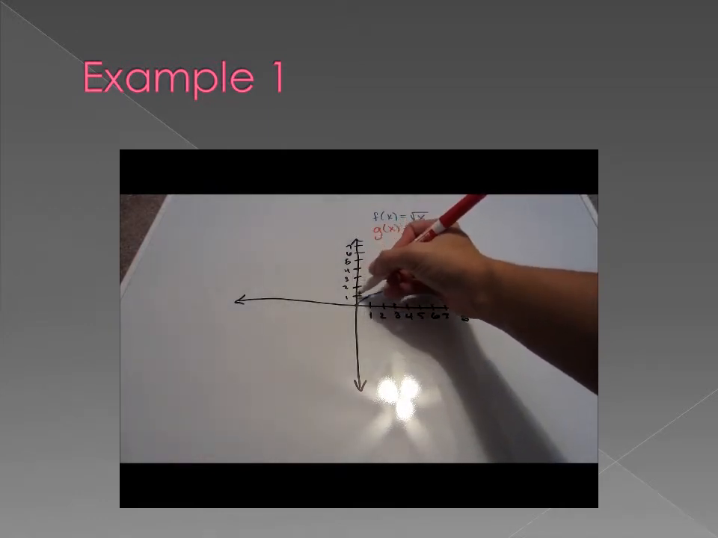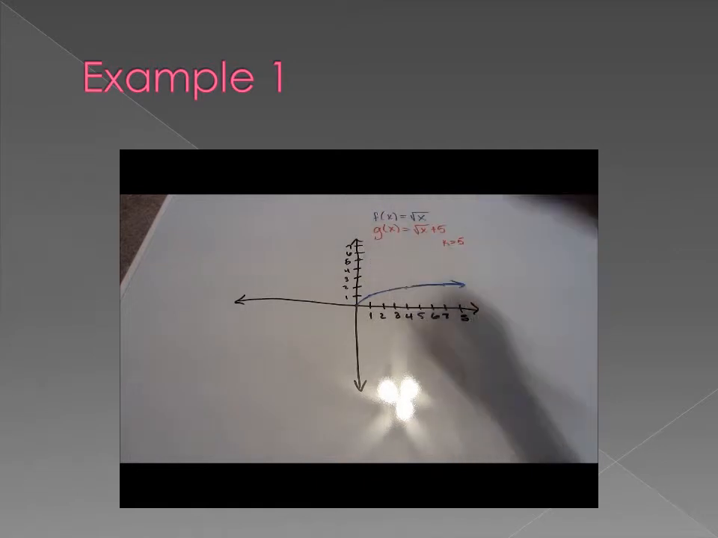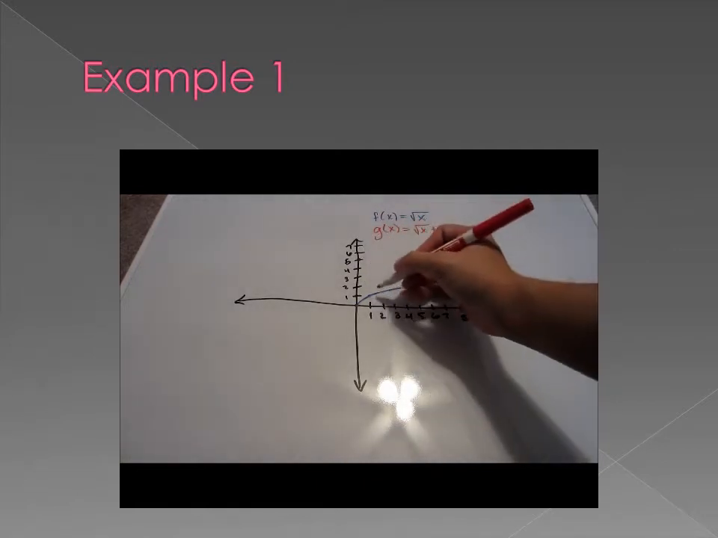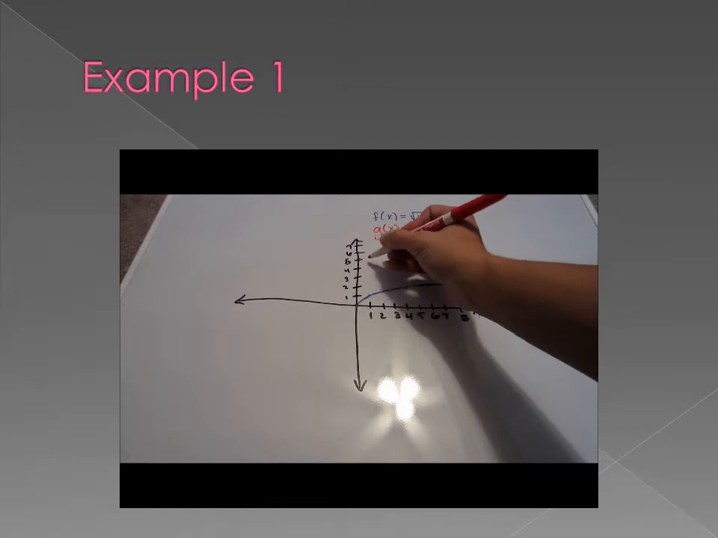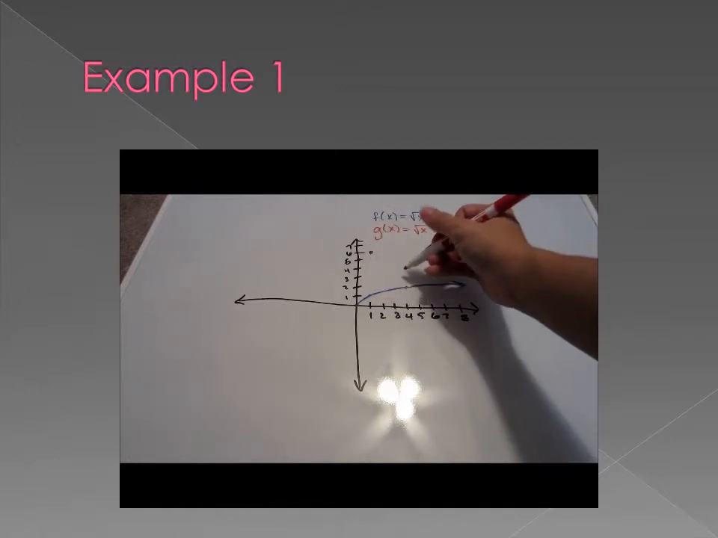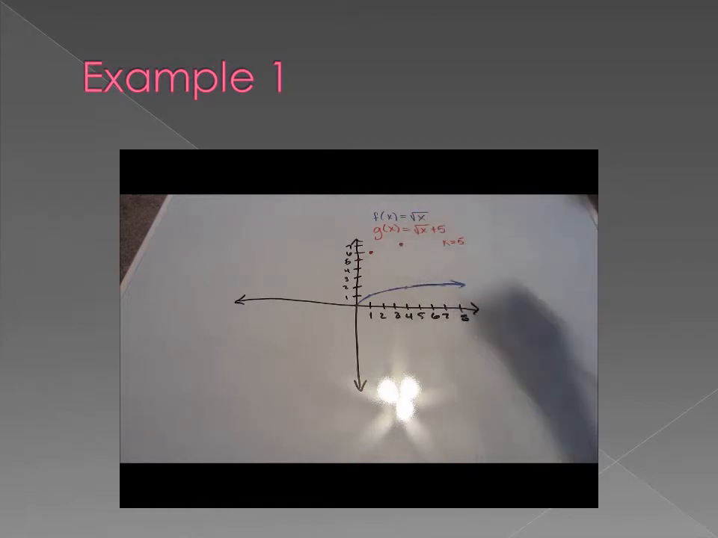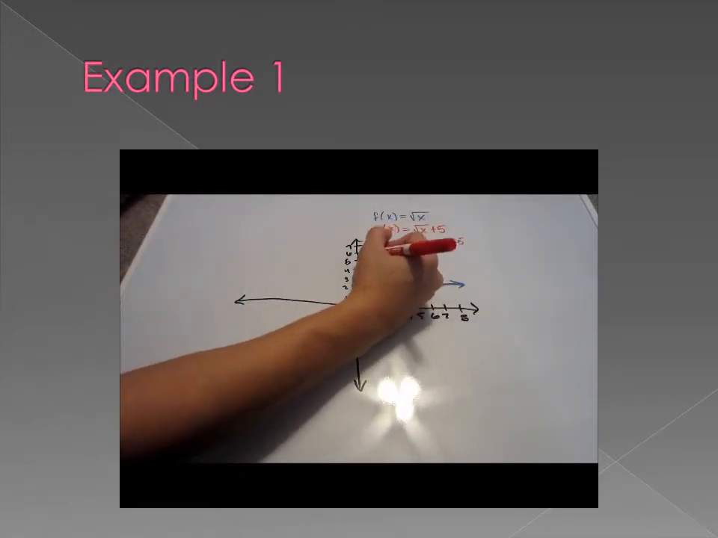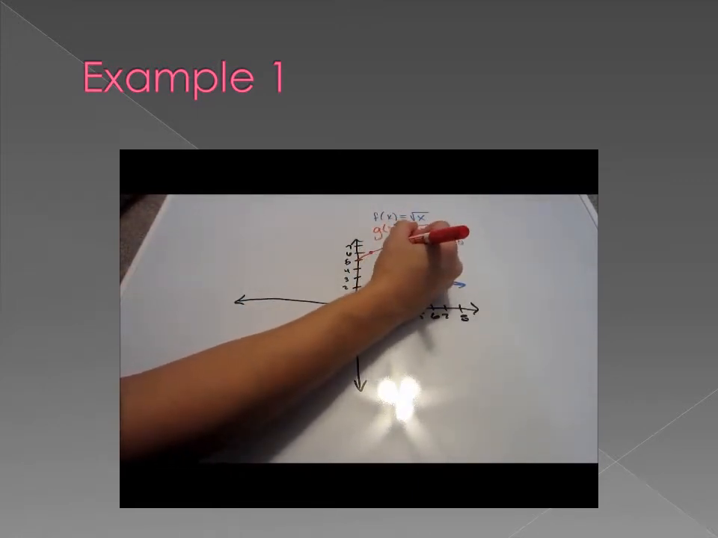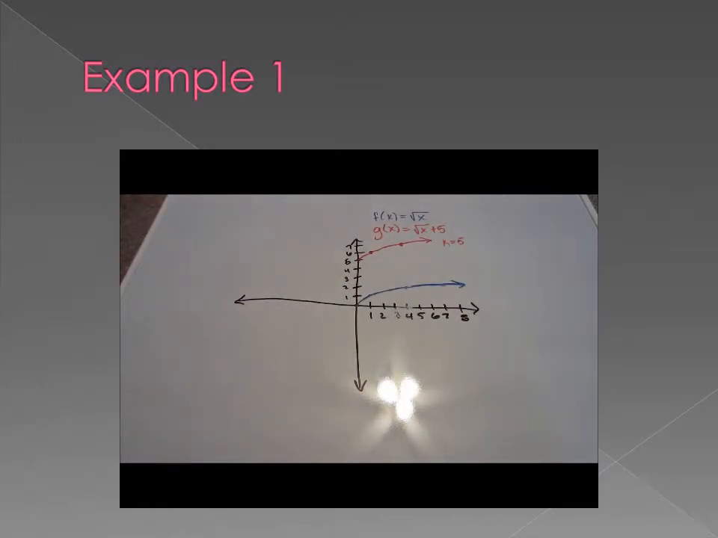So we go up 1, 2, 3, 4, 5 spaces and put our first point. We move the next point up 5 spaces, 1, 2, 3, 4, 5, and the point after that. We move this one up 5 as well. So now we can redraw our line, translated up 5 spaces, and this is the graph of g of x equal to the square root of x plus 5.